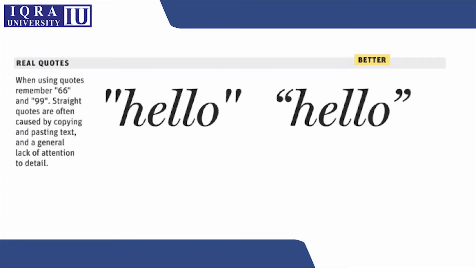Take a look at this. When using quotes, remember 66 and 99. Straight quotes are often caused by copying and pasting text and a general lack of attention to detail. So if you're copy-pasting text, your quotes will look like this, like a straight line. It shouldn't look like a straight line. So if you're using quotes, your apostrophes should be 66 and 99.